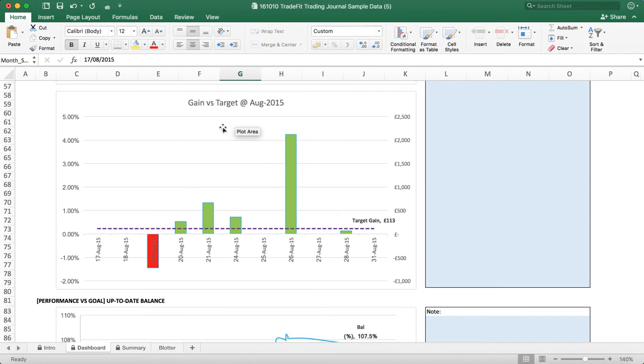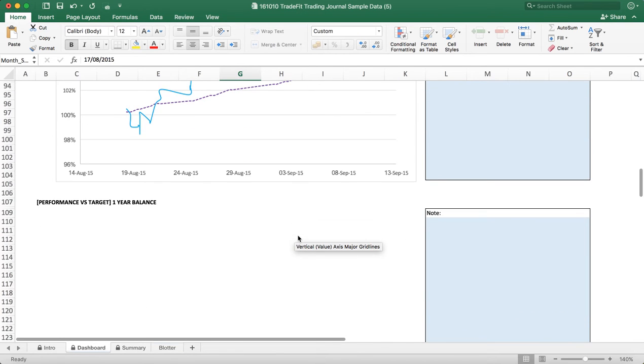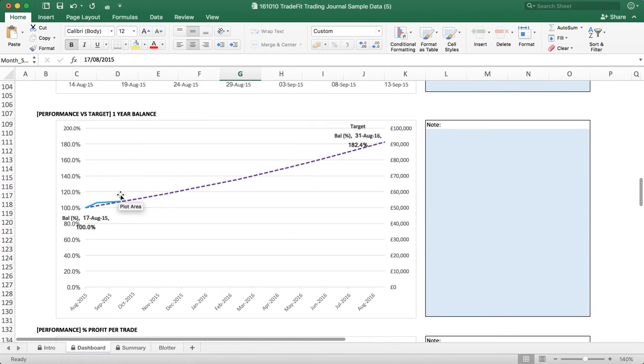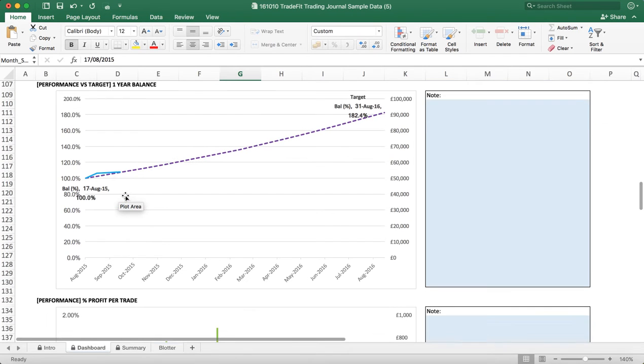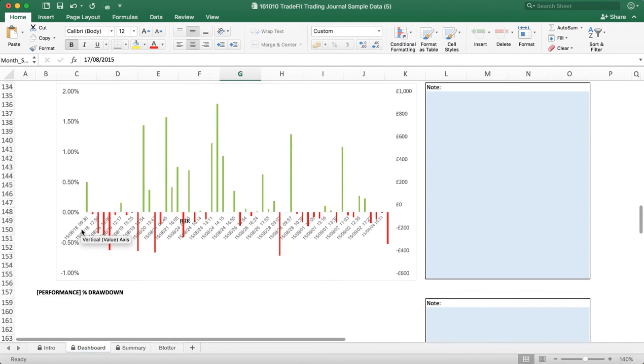We've got our gains versus targets down here for each day, our equity curve compared to the target just there, and then what we've got is 1 year balance. So this is our 1 year balance just there, and here this is for each trade. Each trade that month we can see our wins to our losses with the percent on the side.